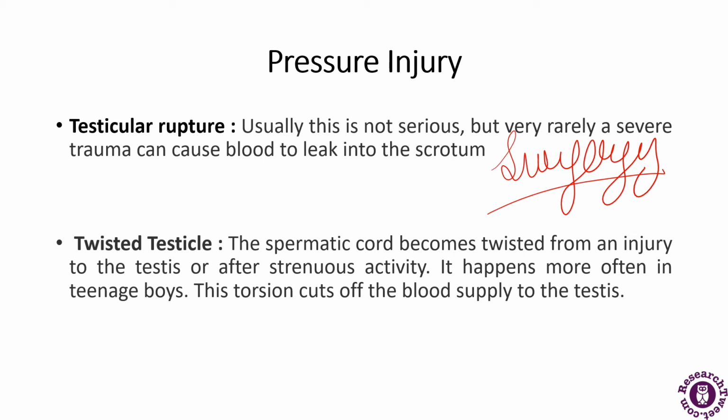The next type of injury, and one of the rarest, is twisted testicles. This is when the spermatic cord becomes twisted from an injury to the testes or after strenuous activity. It happens more often in teenage boys. This torsion cuts off the blood supply to the testes, and this is a medical emergency. Surgery is needed to untwist the cord, restore the blood supply, and save the testes.